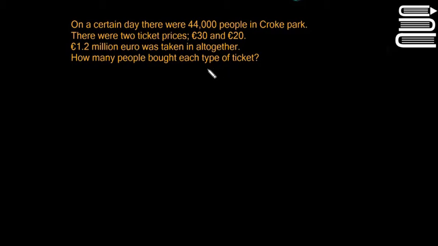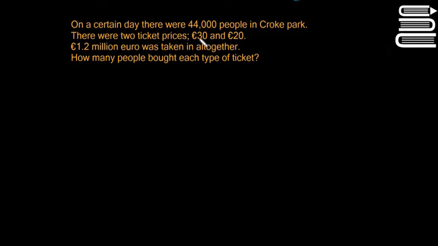Okay, so this is simultaneous equations. You basically have to come up with your own equations from the information given in the text here, solve them, and then you need to find out how many people bought each type of ticket. That's what you're trying to find, okay? So we're going to go through it, make our equations, and try to figure it out, okay?